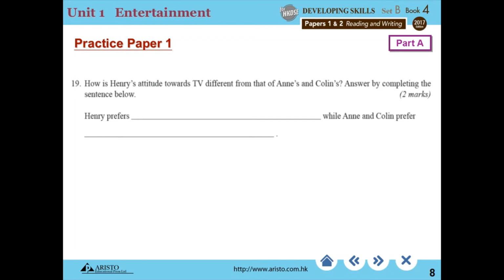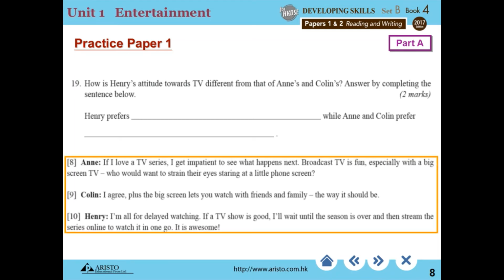Now, let's look at one more question. Question 19. How is Henry's attitude towards TV different from that of Anne's and Colin's? Answer by completing the sentence below. Parts of the sentence are given. It says, Henry prefers blank, while Anne and Colin prefer blank. So, let's take a look at the parts in the text where you can find Anne, Colin and Henry's comments. Just to remind you, these comments are in response to the main text, which is on the topic of online streaming versus TV.